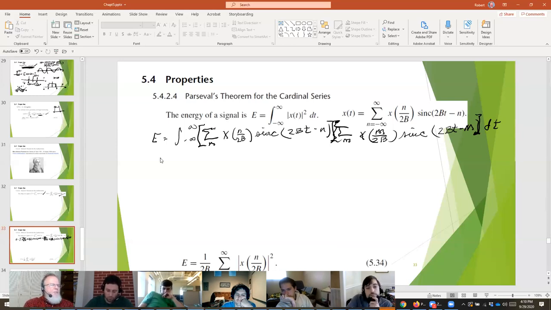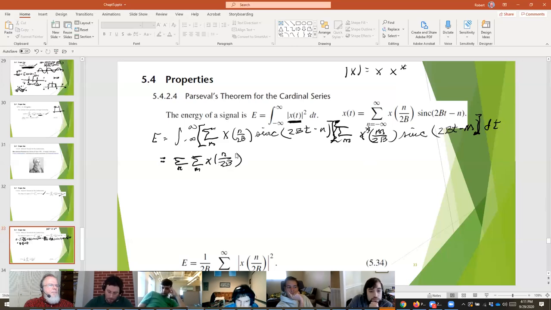Now I'm going to shuffle the summations and integration. So if I do this, I get the summation over m of x of n over 2b. By the way, I have a problem here. You notice this is the magnitude squared. So I actually should put an x conjugate here, since the magnitude of x squared is equal to x times its complex conjugate, right? So I'm going to make the second sum the conjugate. Is that okay? And if I make the second sum the conjugate, that's good. So it's x of n over 2b, x conjugate of m over 2b, times the integral over the sincs. Oops, this should be conjugate.